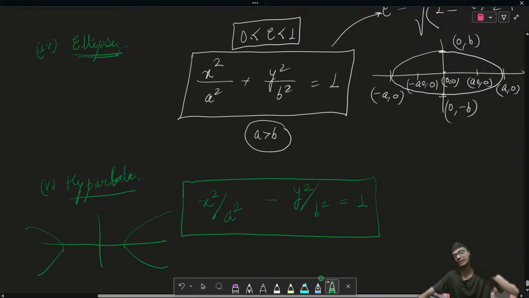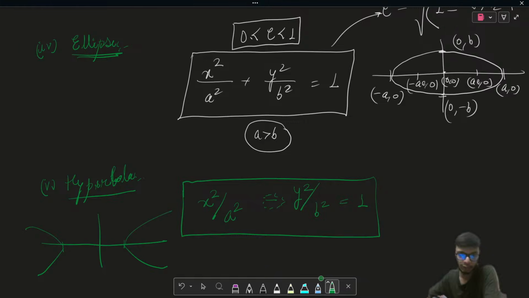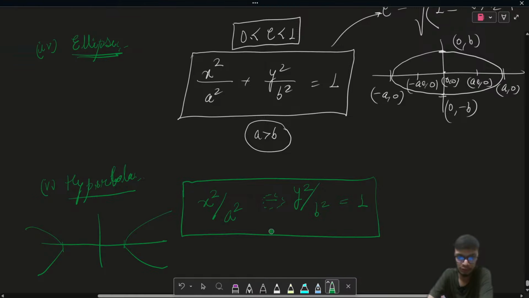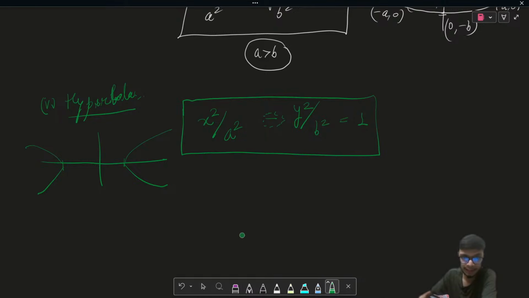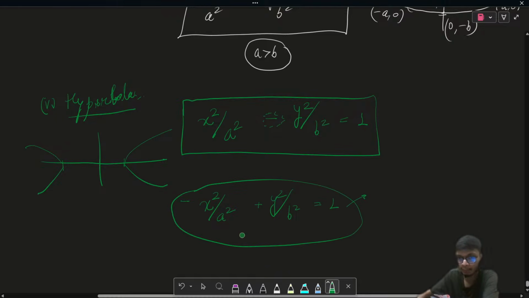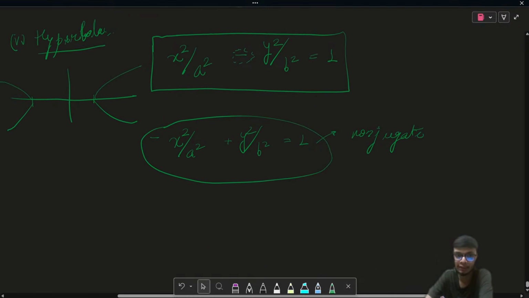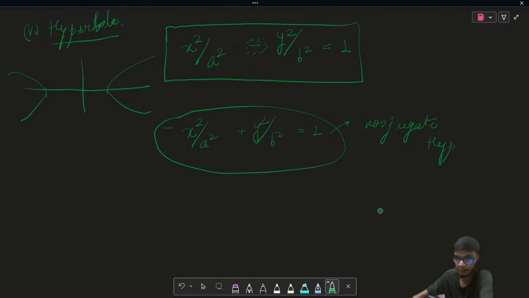Hyperbola is much similar to an ellipse, only it differs by a negative sign. All the results of the ellipse are going to be valid again over here, but there is one sign change. This is the standard equation of the hyperbola, and if I do one modification and write the same equation as minus x square by a square plus y square by b square is equal to 1, this is my equation of the conjugate hyperbola. This is the equation of the conjugate of that hyperbola. For this hyperbola, it looks like this.